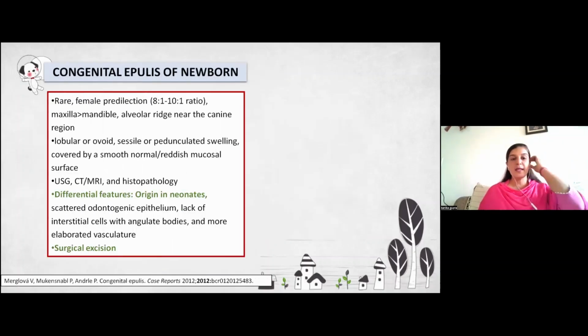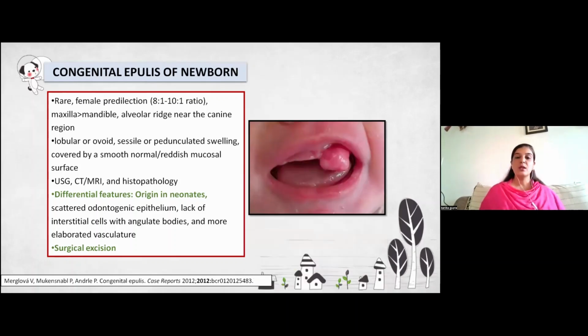Congenital epulis is rare and has a female predilection of around 8 to 10 times compared to males. The maxilla is most commonly involved as compared to the mandible, involving the alveolar ridge, especially in the area of the canine. It appears as lobular or ovoid lesions, sessile or pedunculated swellings, covered with smooth normal or even reddish mucosal surfaces. They are identified through histopathology, CT, MRI, or USG, and the treatment of choice is surgical excision.